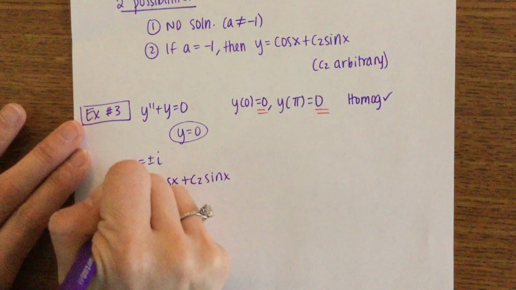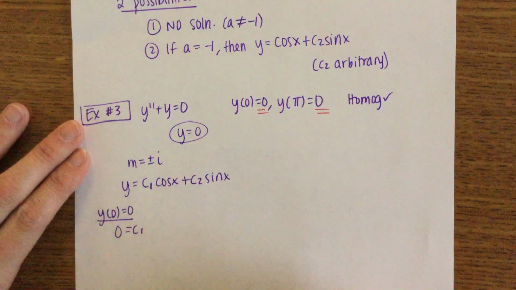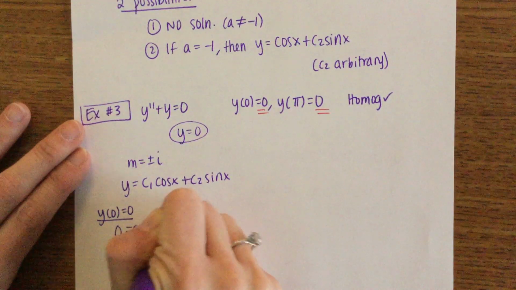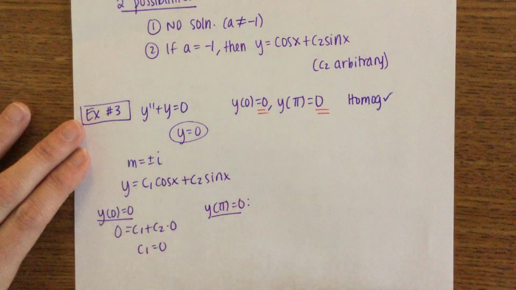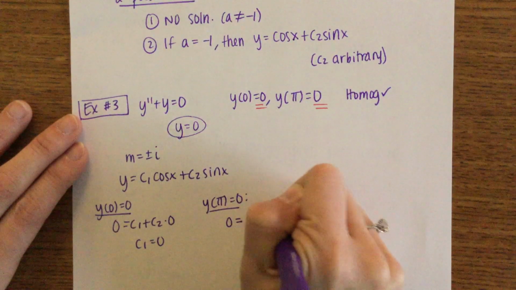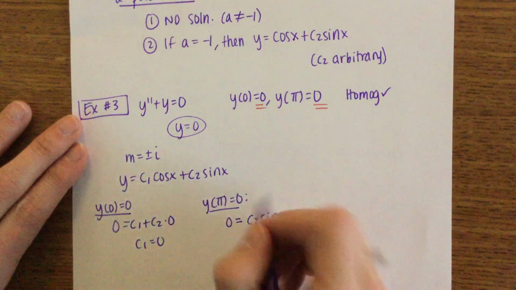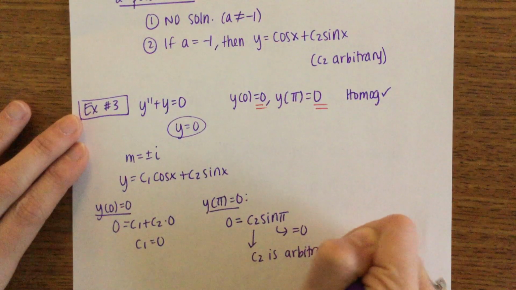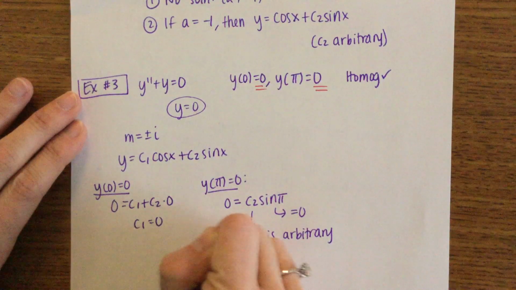Again, going to your conditions, y of 0 equals 0. This will give us 0 equals c1 plus c2 times 0. So c1 equals 0. y of pi equals 0. We get 0 equals c2 sine of pi. Sine of pi we already know is 0, which means that c2 is arbitrary. So this would be the case where we have infinitely many solutions.